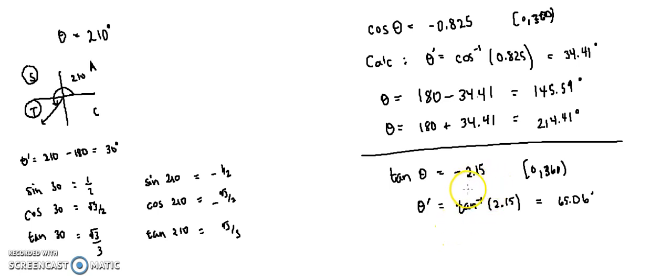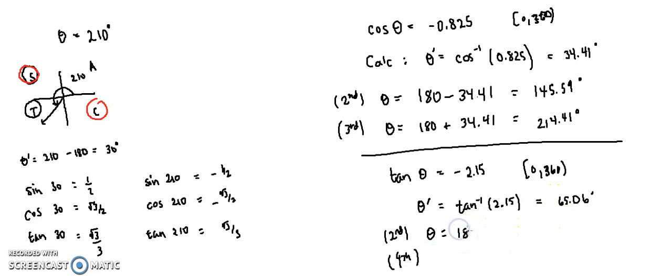We want tangent to be negative. Where is tangent negative? Tangent's negative in the second quadrant, and in the fourth quadrant this time. I should have put this here. This is second quadrant and third quadrant. Okay, we need second quadrant and fourth quadrant for tangent to be negative. So second quadrant, I'm going to take 180 minus 65.06. And fourth quadrant, to get in the fourth quadrant, I need to do 360 minus 65.06. So that's going to get me in the second quadrant, and that's going to get me in the fourth quadrant.